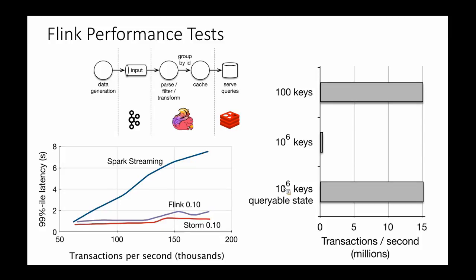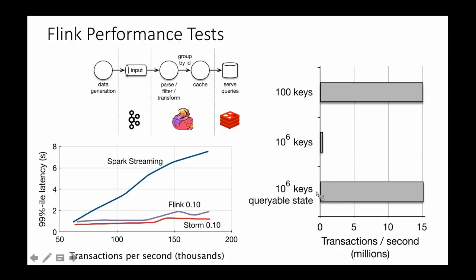If we look at another measure, which was transactions per second, and move it to a scale of millions, you can see that this is all Flink here. Flink does quite well. With 100 keys, it does 15 million transactions per second, and if you move it to a million keys, it still hangs on there and does well. And then if you're leveraging, this is again querying a separate system, if you take the downstream storage out of the equation and leverage the queryable state that you can get from Flink itself, and then look at 1 million keys, you can get back to 15 million transactions per second.